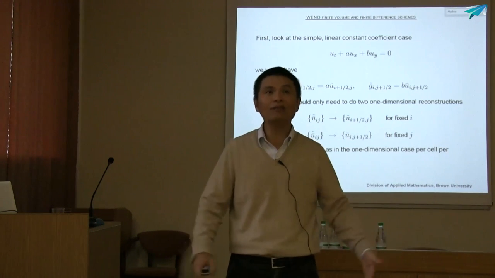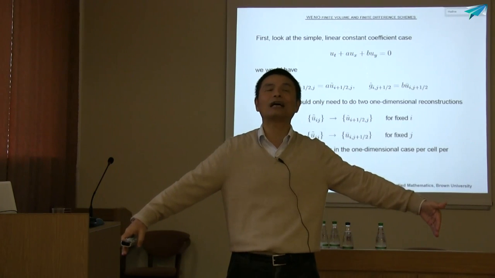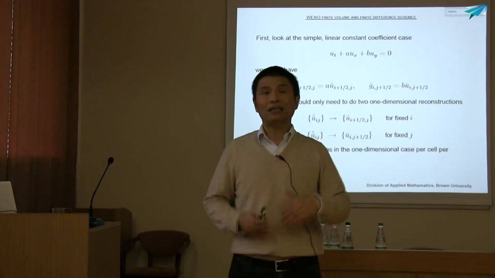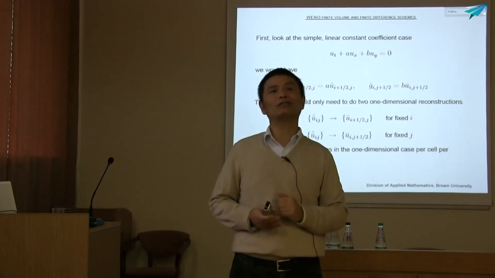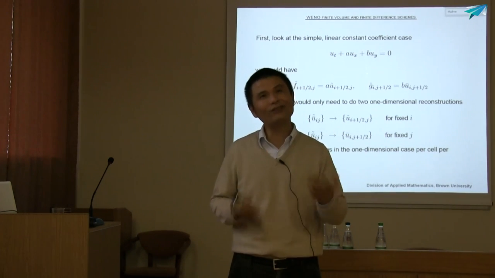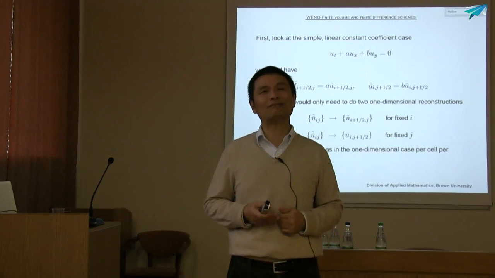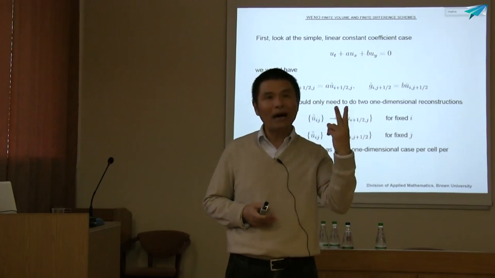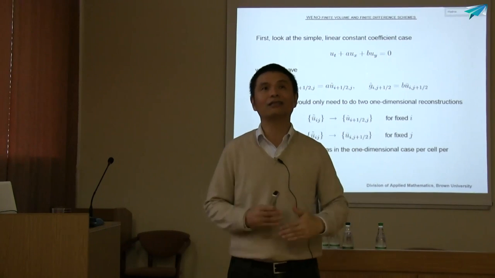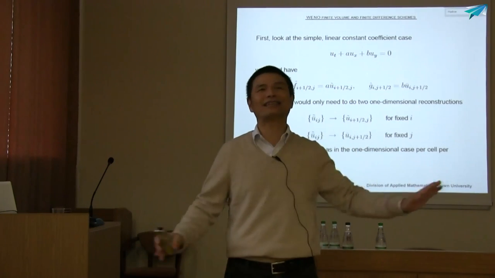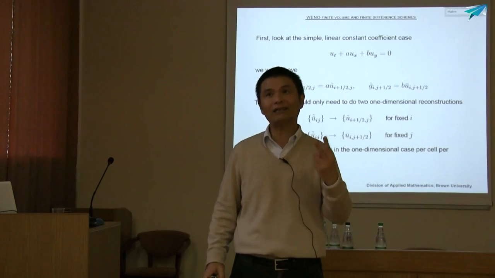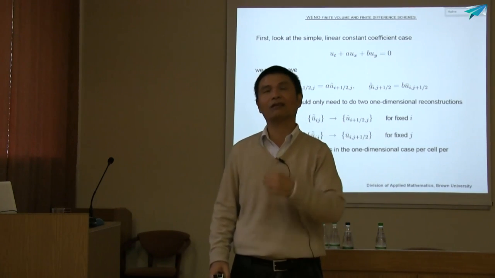In the one-dimensional scheme, you have only one reconstruction to do, right? Here you have two, one in x, the other in y. But each of them calls the one-dimensional reconstruction subroutine, so each of them costs the same as 1D. So the per cell cost in 2D is twice the per cell cost in 1D. Of course, you have more cells. That's a different issue. But the per cell cost in 2D is only twice that of 1D.